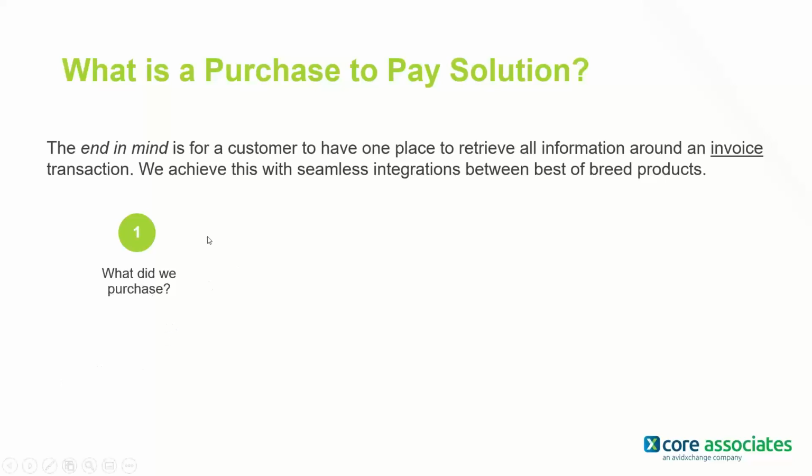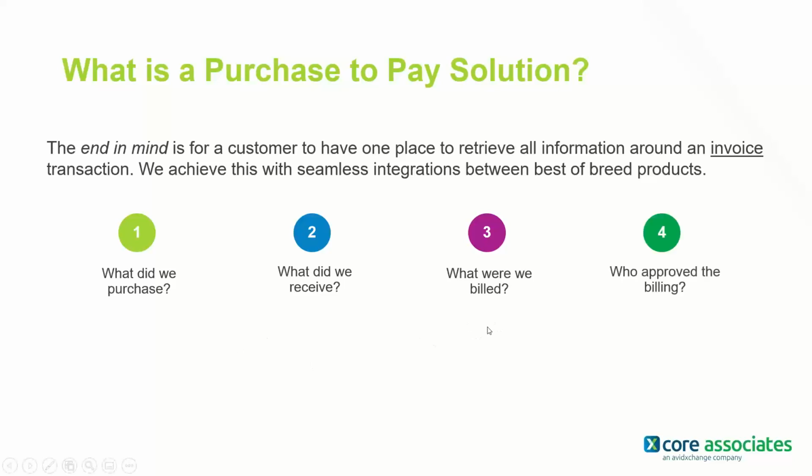So we start by looking at what we purchased. Secondly, we look at what did we receive. We purchased something. Did we receive the number of goods that were created on the purchase order? Those two things go hand in hand. Obviously, purchase order and receiver are matched against the invoice, which is step 3. What were we billed? So now we're looking at what did we purchase, what did we receive, and what was the billing process? Who approved the billing? Now we're getting into the workflow.